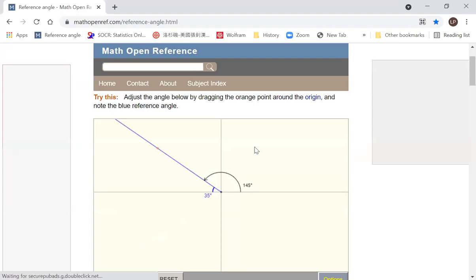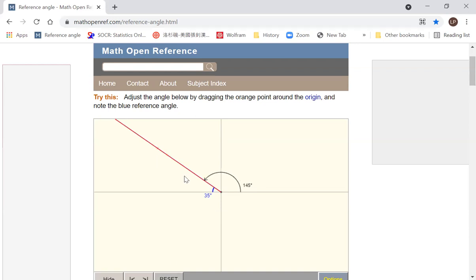Okay, so let me show you. For example, if I decide this is my terminal, this terminal has the reference angle, which is 35-degree. So I'm going to draw this terminal and leave it there. Now I'm going to draw another angle. This angle is 505-degree. It has the same reference angle. Do you guys see that?